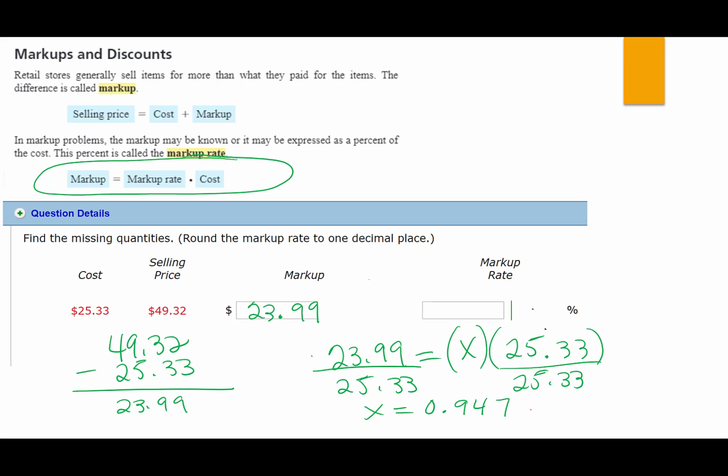Okay, I think this gets tricky because you think you're done, you want to type in that answer, you submit it, and it's wrong. The markup rate is taking the decimal and converting it to a percent. And so we can take that decimal and multiply it by 100 or move the decimal 2 places to the right. The markup rate for this question is 94.7%.